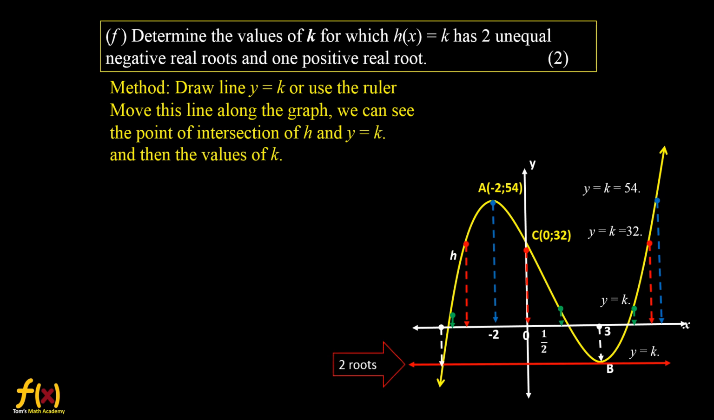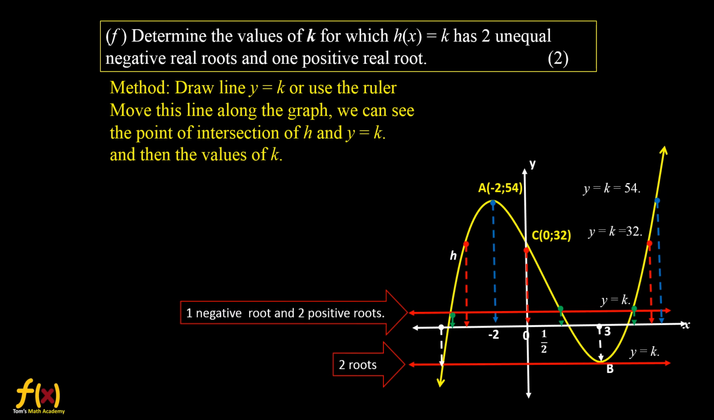Look at the x values. Okay, you can see one value is 3, the other value we don't know, but there are 2 roots. Our question is not that. Moving the line again upwards, look at the answer. 1 negative root only on the left side of the y-axis.